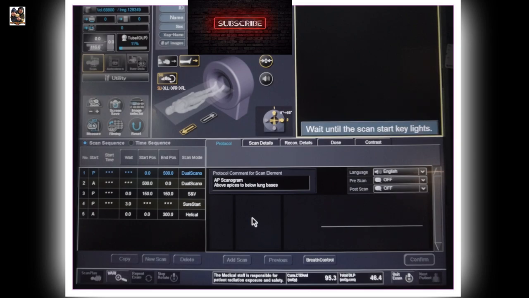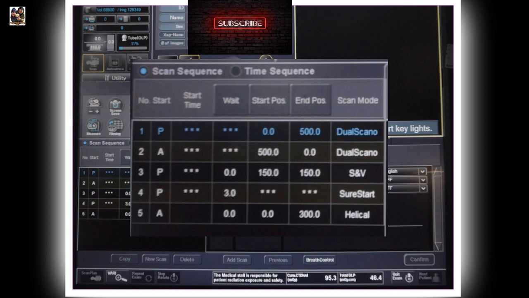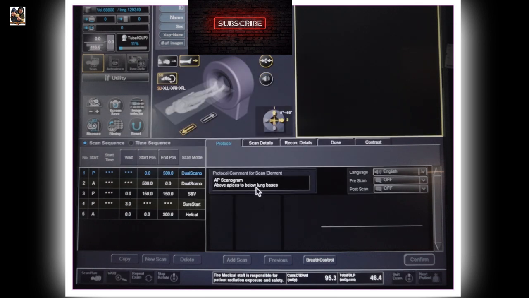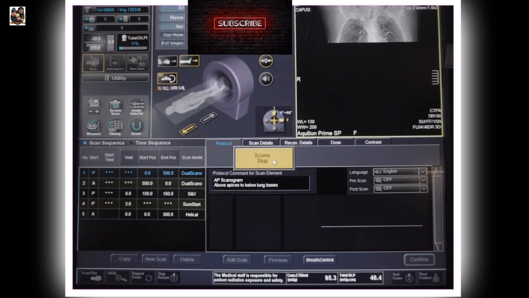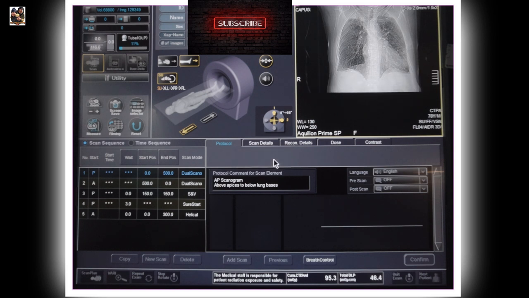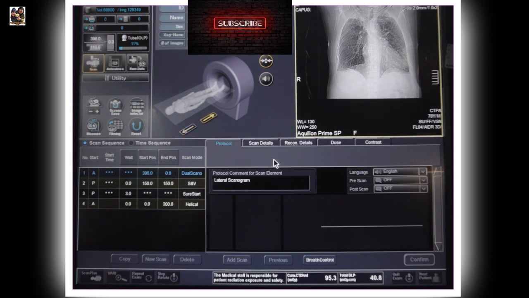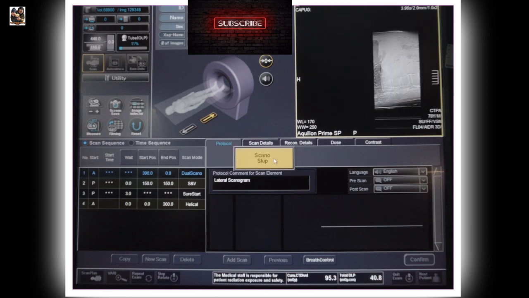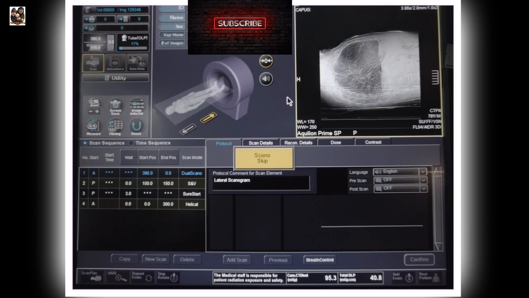Let's begin by choosing the CTPA protocol. Now, these are the scan sequences that I've used: dual scanogram, SNV, sure start, and the helical. Next, we need to scan the dual scanogram, which is the AP and the lateral, to ensure that the machine will calculate the dose effectively for the patient.